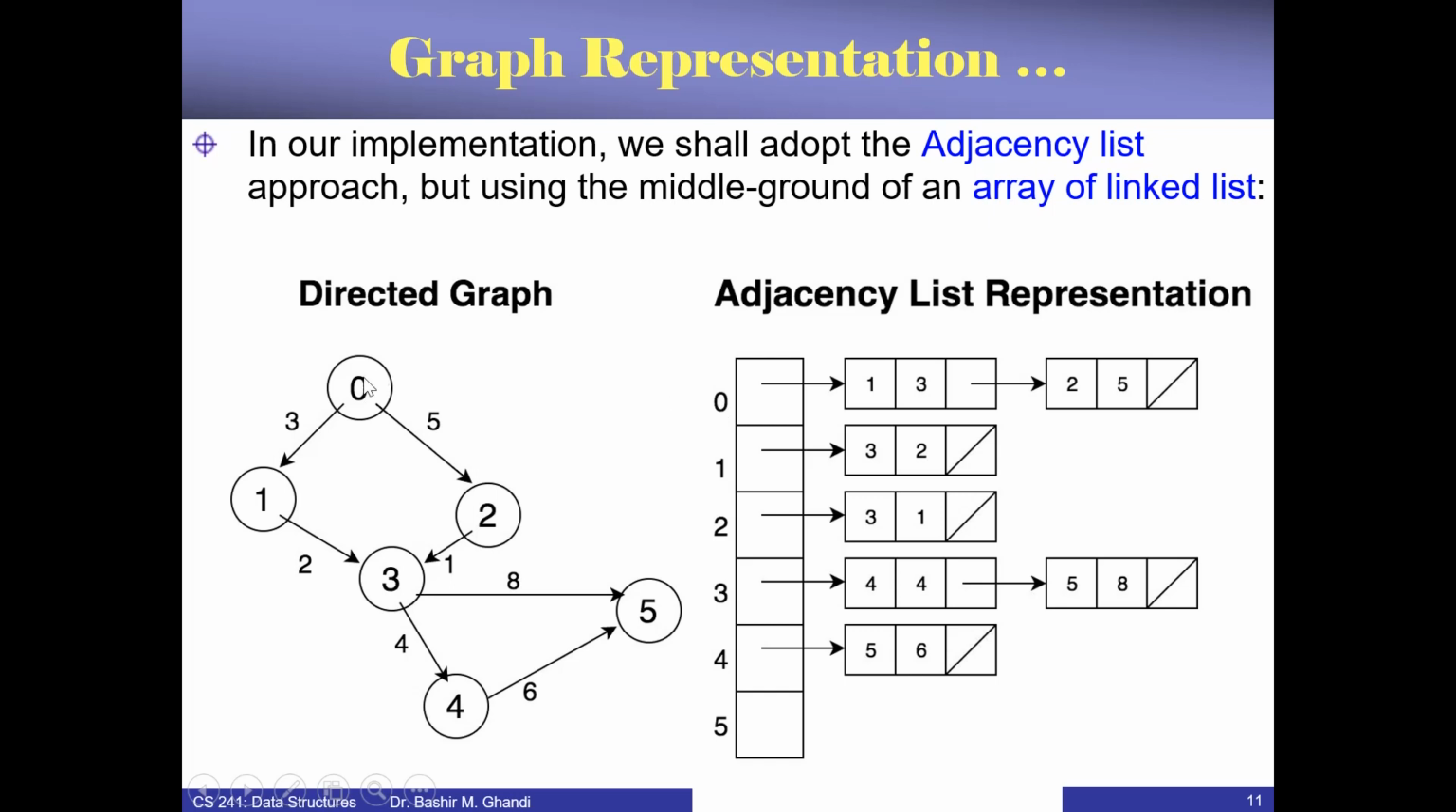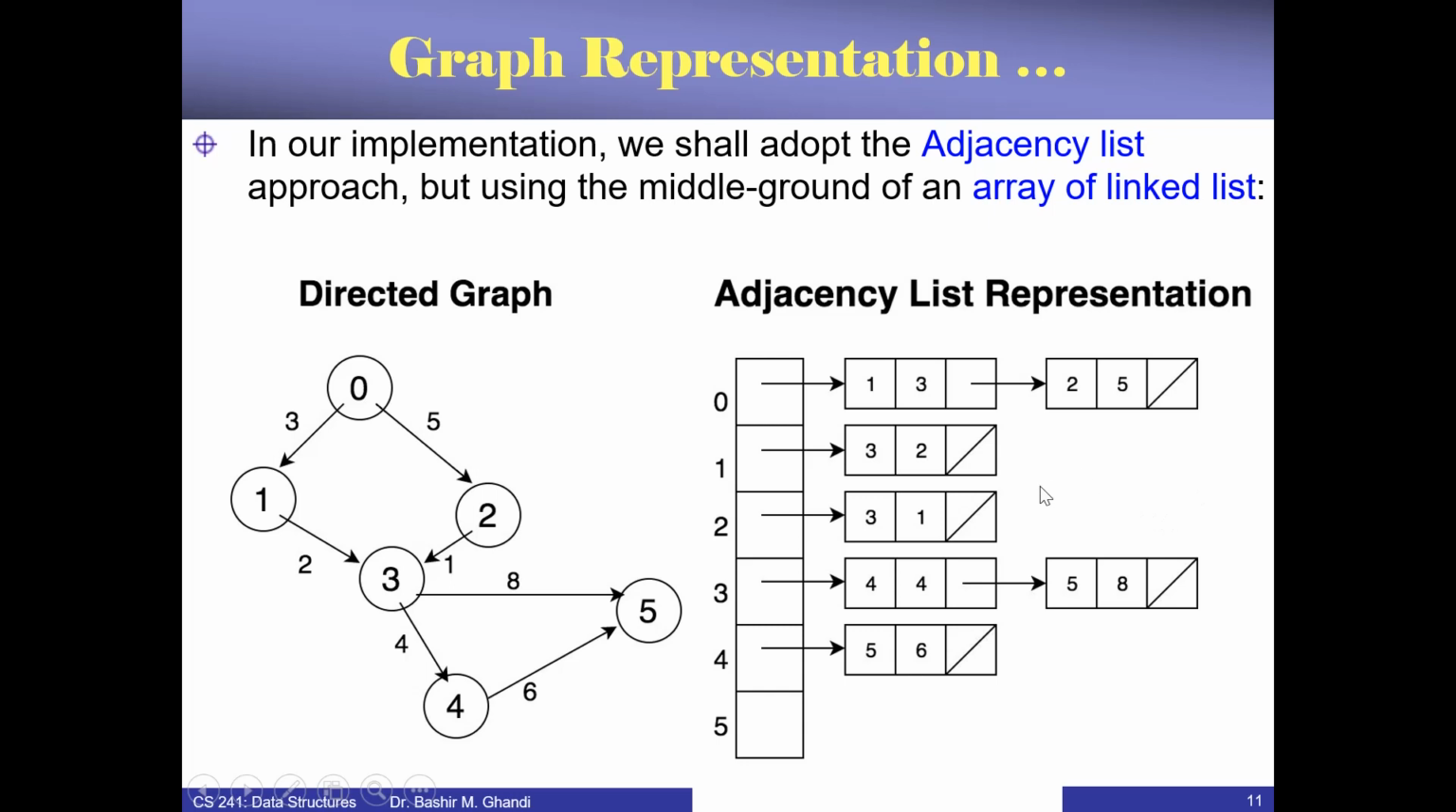So you can see here there's going to be an edge connecting 0 to 1, and also 0 to 2. So 0 to 1, this is the corresponding vertex. This 3 is the weight of the edge. And similarly here there is 0, 2, and the weight is 5, and so on. So this is how we're going to represent our own graph, using array of linked list.